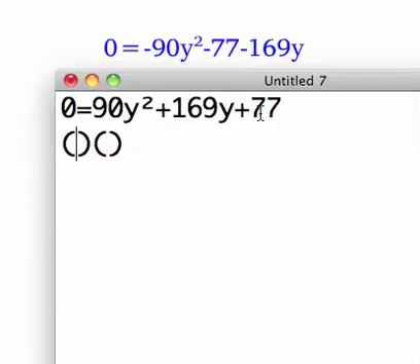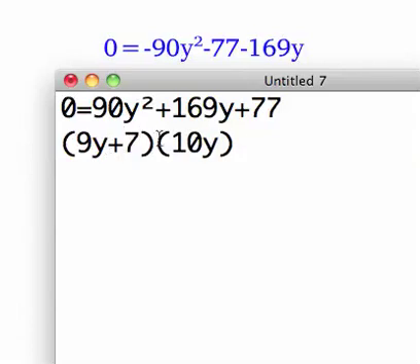Anyhow, and 77 is going to be easy. That's just going to be 7 times 11. Let's try 9 times 10. And for the 77, we'll just do plus 7 plus 11. Okay, so we have 99 and we have 70, and for the first shot it worked.